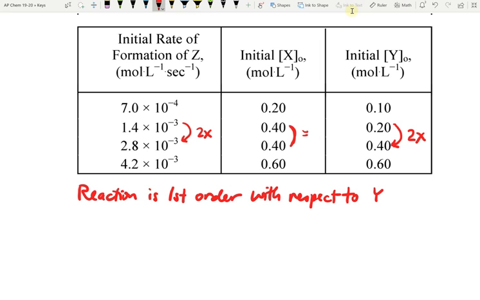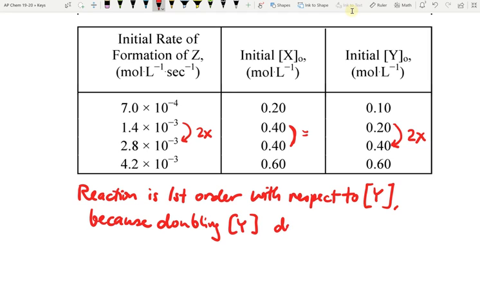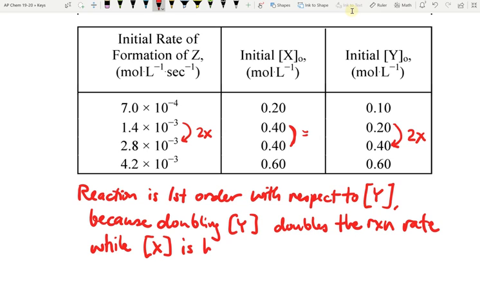So with respect to the concentration of Y, the reaction is first order. And the way that we know that is because doubling the concentration of Y doubles the reaction's rate while X is held constant. And that little part at the end is pretty important. Because if X was also changing, we'd have potentially two different things impacting the reaction rate, and we wouldn't immediately be able to tell which one's responsible for the change in rate that we're measuring.